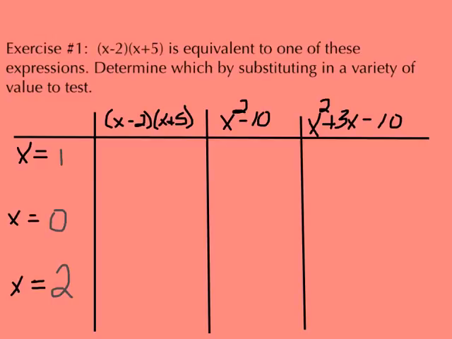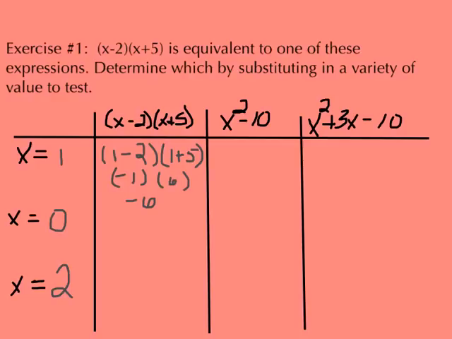So I'm going to use x equals 1. Wherever x is, I'm going to put 1 in there. So 1 minus 2 times 1 plus 5. 1 minus 2 is going to give me negative 1. 1 plus 5 is going to give me 6. Negative 1 times 6 is going to give me a negative 6.